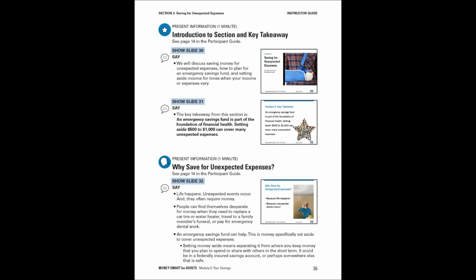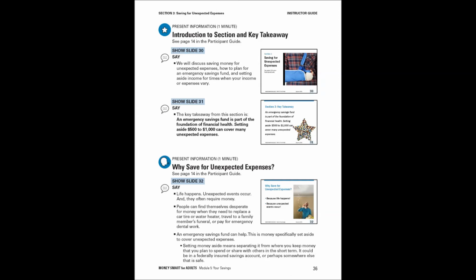Slide 30, you'll introduce by stating that this is going to help them to plan for an emergency savings fund and setting aside income for times when your income or expenses vary. And slide 31, the key takeaway: an emergency savings fund is part of the foundation of financial health. Setting aside $500 to $1,000 can cover many unexpected expenses.